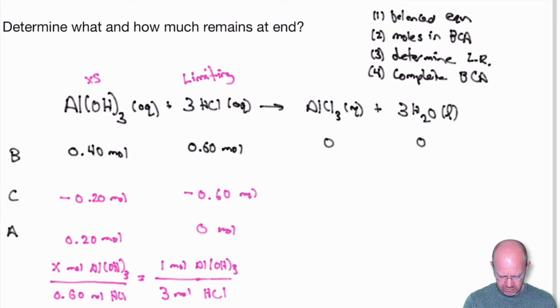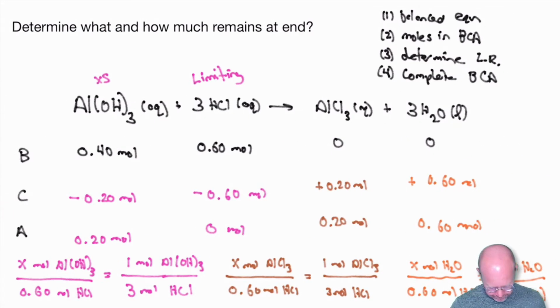Let's move on and talk about what happens in the products. What you'll notice is the coefficient on aluminum hydroxide is the same as the coefficient on aluminum chloride. This is a reactant, so it's going to be consumed, so there's a minus sign in front of that one, but this is a product, so it's going to be formed. So if it has the same stoichiometric coefficient, the same number of moles is going to be consumed or produced.